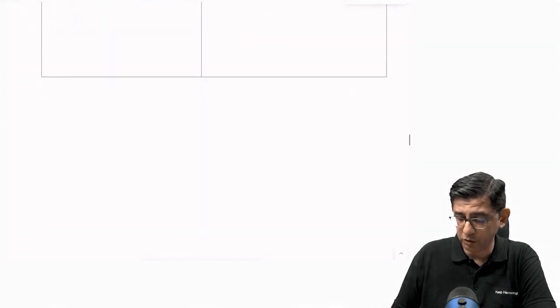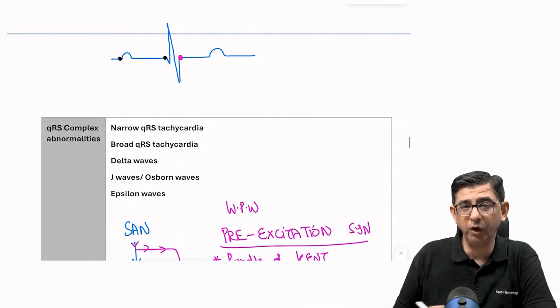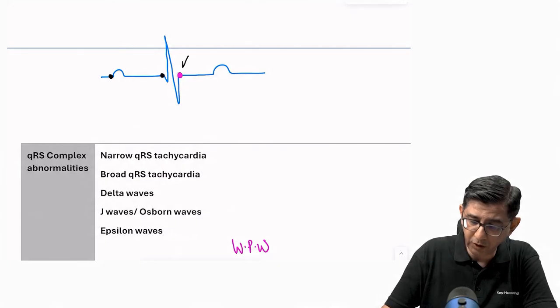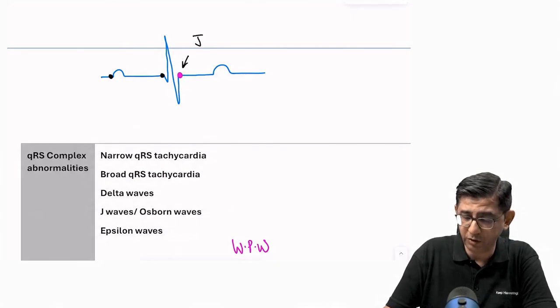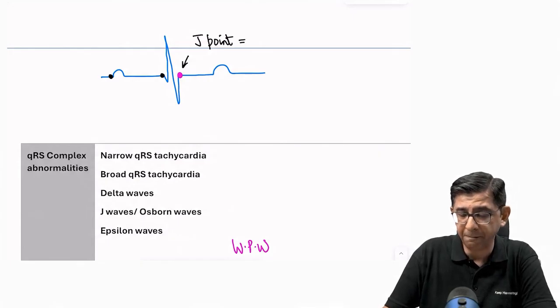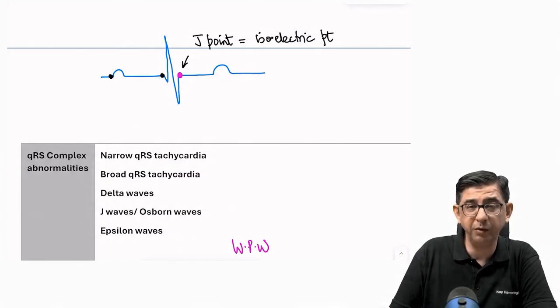At this moment, I also want to draw your attention to what the PJ interval is. So this endpoint of the S wave is what is called the J point. It's a pure physiology concept, guys, that J point is basically called the isoelectric point. So if they want to get into a bit of physiology, they might ask this.